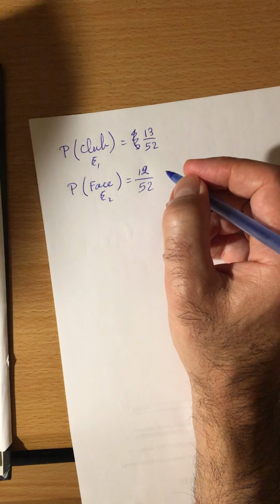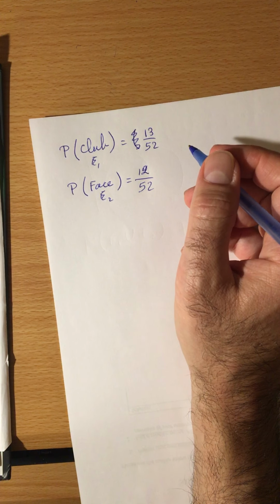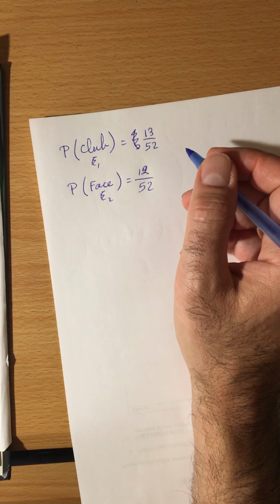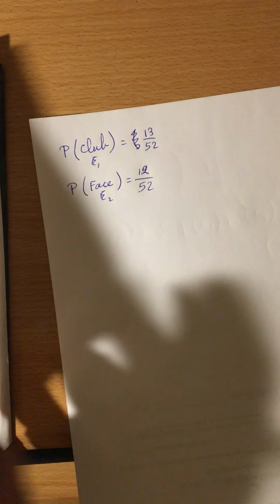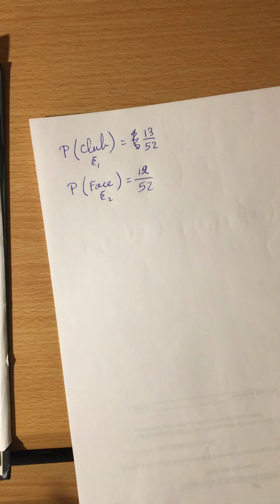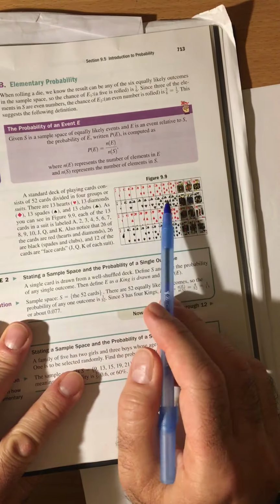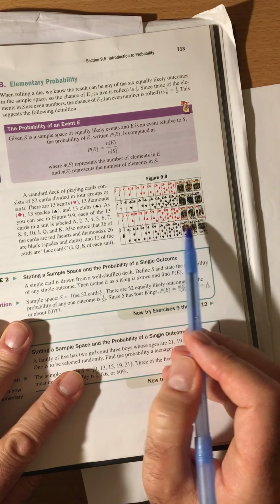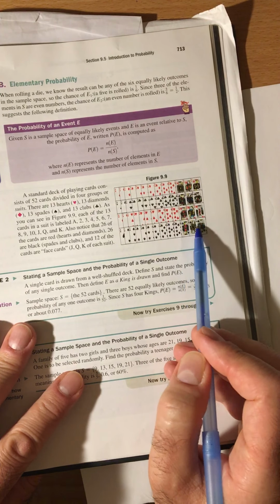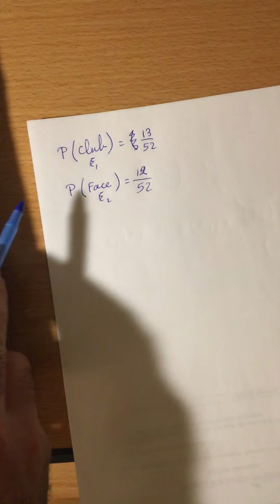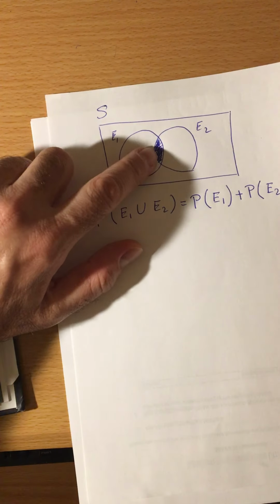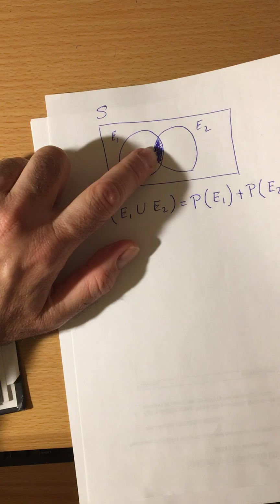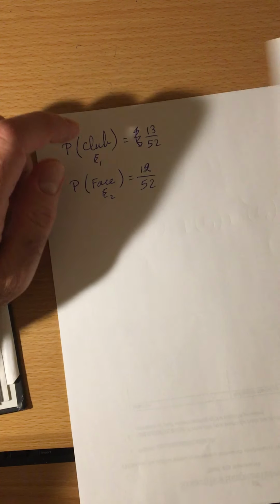But are there some face cards that are clubs? Yes, there's 3 of them, right? If you look at this picture, there are, I don't know which one's clubs, but let's say these are the clubs. There's 3 of them that are face cards and clubs. So that's your common area. That's your overlapping area, which you have to subtract.